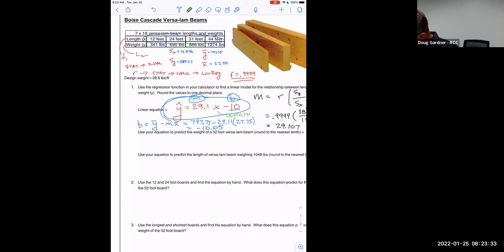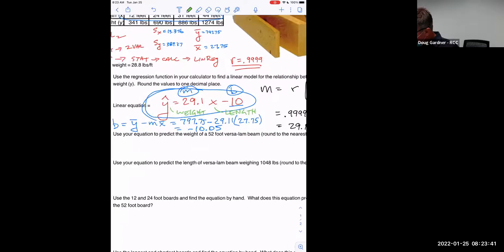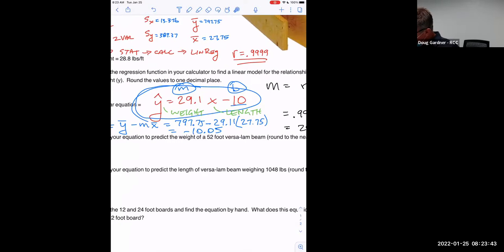That's the length of the board, and the Y was the weight. Okay, so that's what that means. So in other words, if I want to know the weight, this recipe is saying, take the length and multiply by this number and subtract 10, and that'll basically give you the weight.